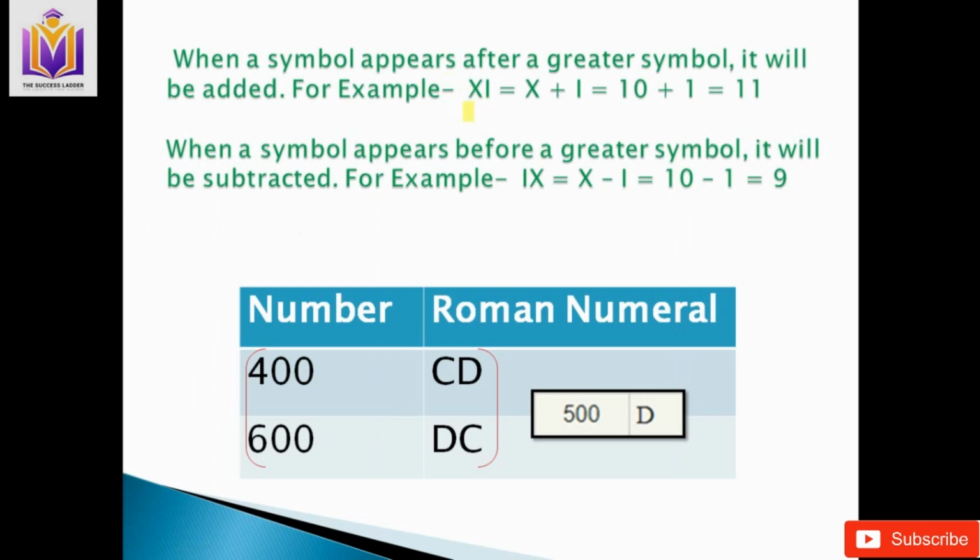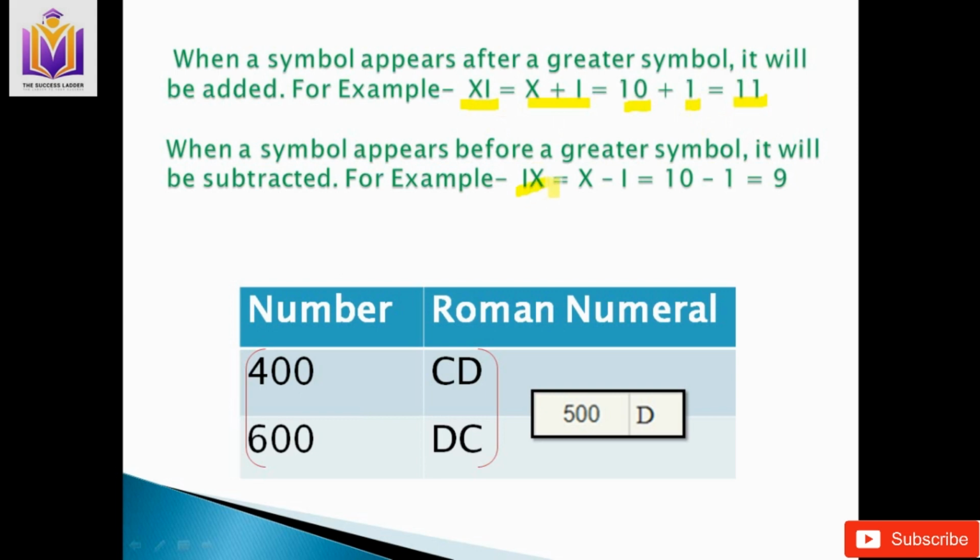So when a letter appears after a greater symbol, it will be added. For example, here it is XI. So here I is smaller than X. So that means I is a smaller number, and if it appears after a greater number, in that case we always add both the numbers. For example, here X denotes 10 and I denotes 1. And here the smaller number is after the greater number, like I is after X. So that means we will add. So the number XI becomes 11.